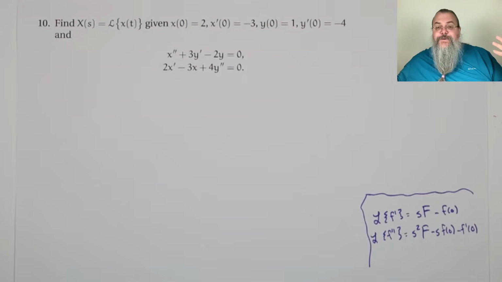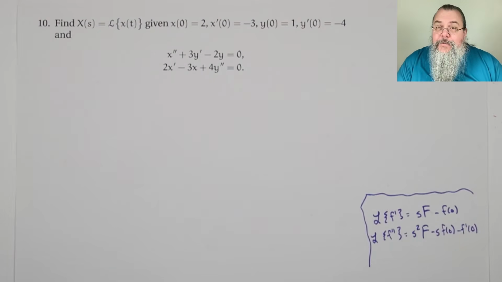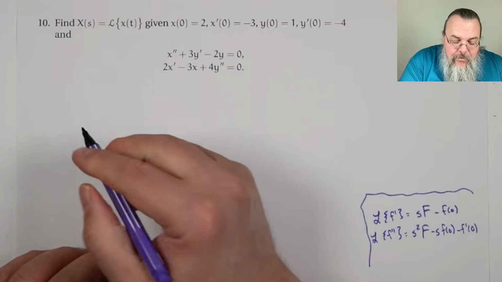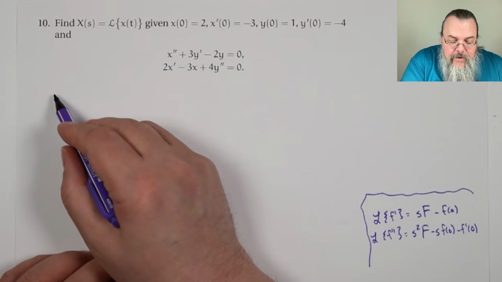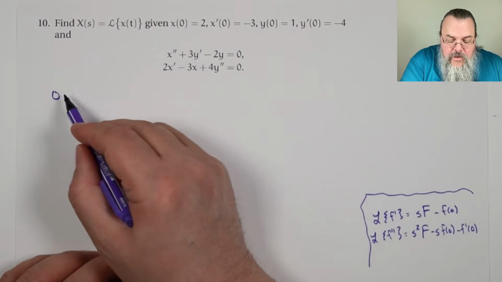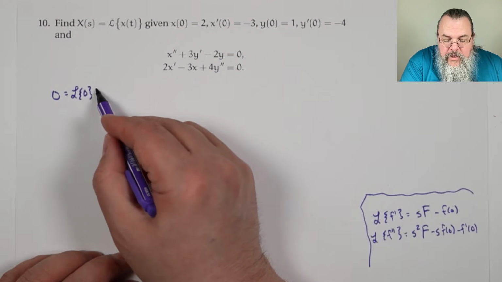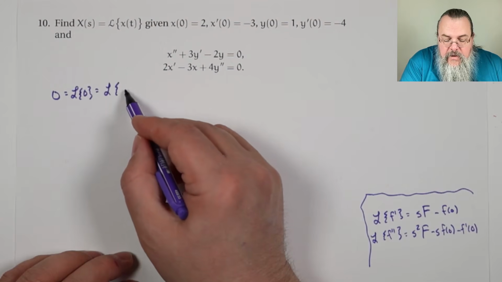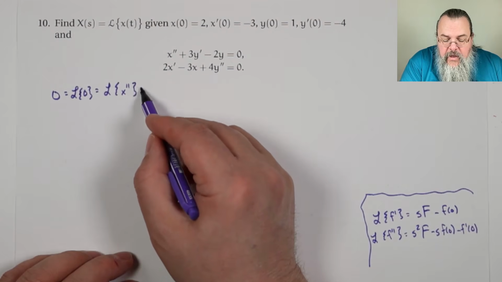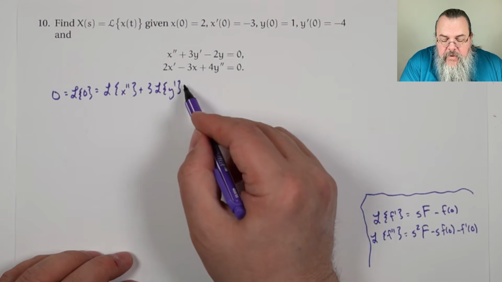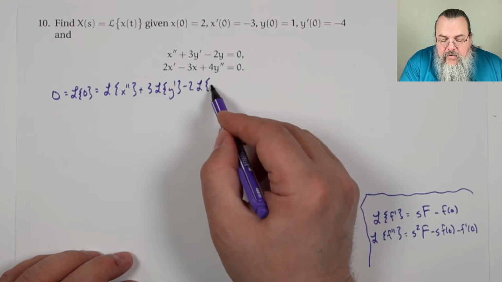So what do we do? We just plug it in. In other words, we're going to take the Laplace of both sides on both equations. So let's write that down. We have 0, which is the Laplace of 0. Well, that's the Laplace of x double prime plus 3 Laplace of y prime minus 2 Laplace of y.